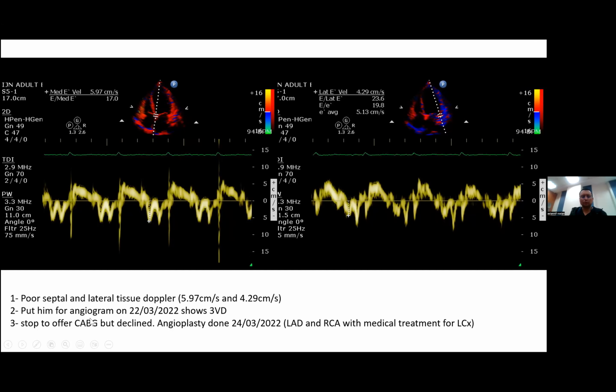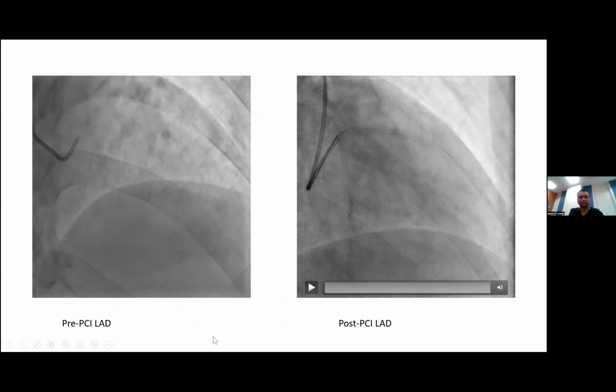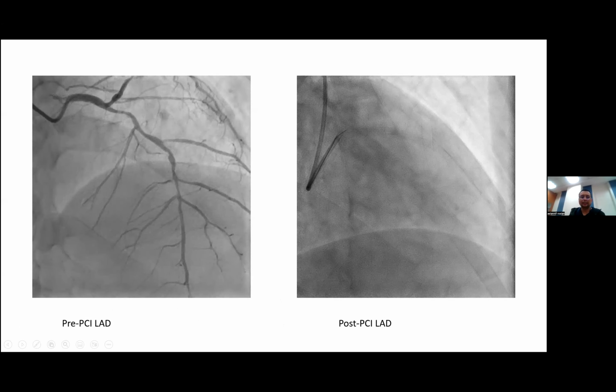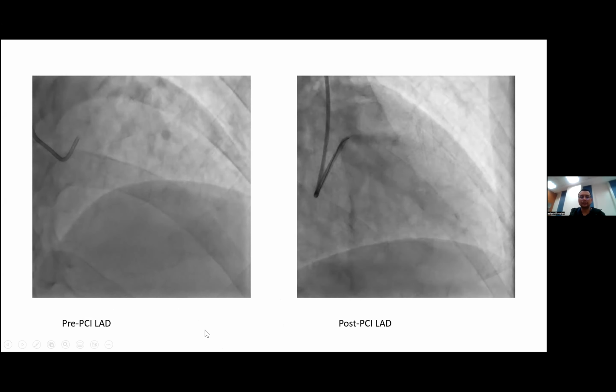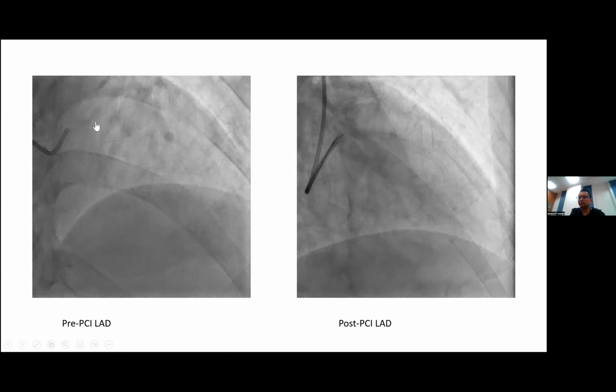So I put him for angiogram on the 22nd of March 2022 that showed 3 vessel disease. I stopped the procedure to offer CABG, but the patient declined. So I decided to do angioplasty on the 24th of March 2022 to the LAD and RCA, with medical treatment of the left circumflex artery. So you can see that this is the angioplasty. I'm sure for Dr. Betty, this is just a simple angioplasty.